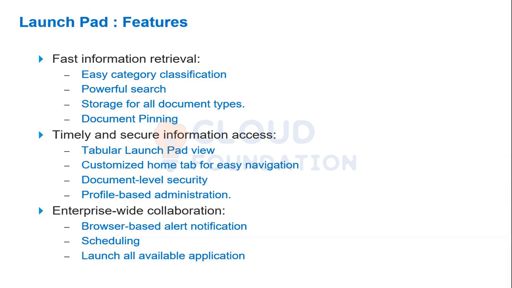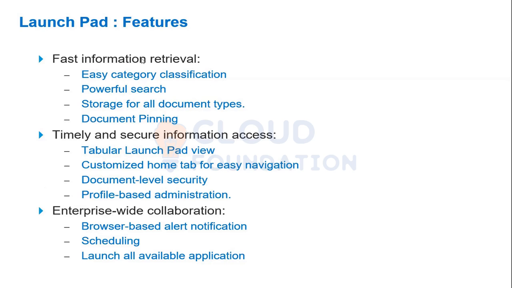We can store Excel or Web Intelligence reports or PDFs or Web Intelligence dashboards. It can store all document types, and there is also an option for document pinning. If you want to see one document every time, we can pin that document as a favorite. If you pin it, whenever we open the Launchpad, it will come up on the first screen itself. We do not need to search for that. If you are using some reports regularly, we can pin those documents. That is about fast information retrieval.